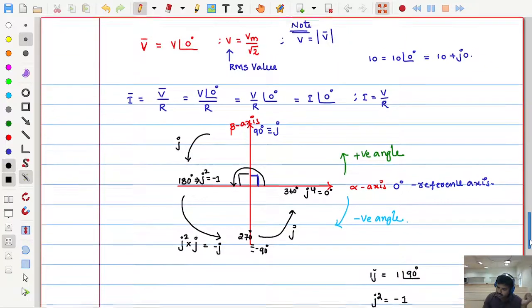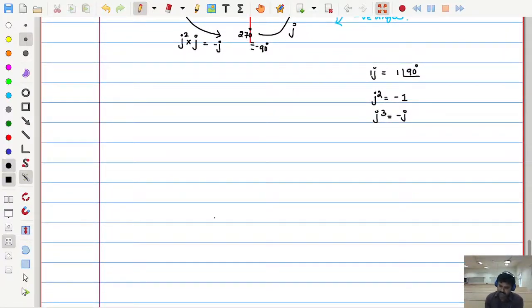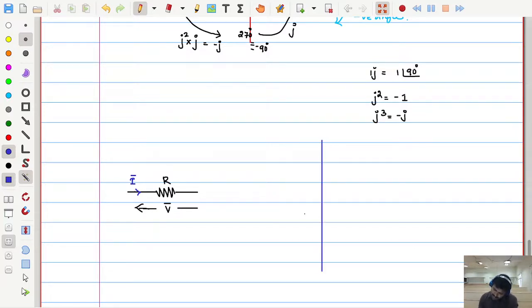Okay. So right now let us see what will be the voltage and current of this resistor. Let me take once again the resistor. This is R, whose voltage is, see carefully how I am representing, V bar, and whose current is I bar. Now let us put these things on the alpha beta axis. This is the alpha axis, this is the beta axis.